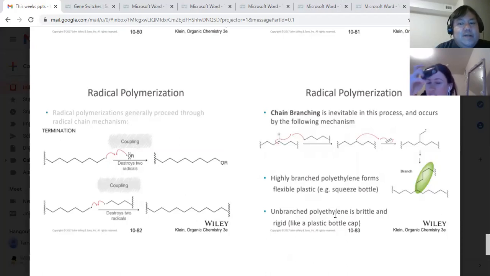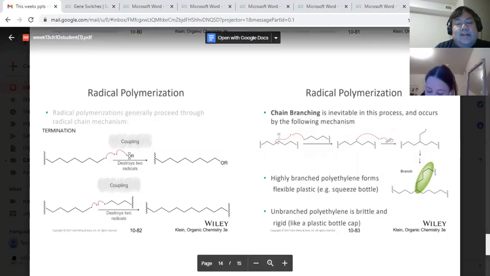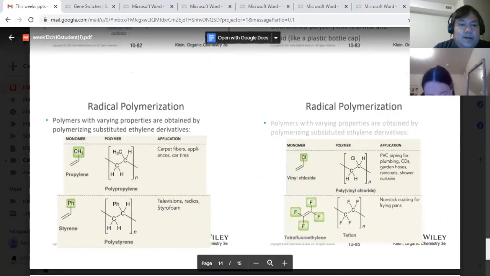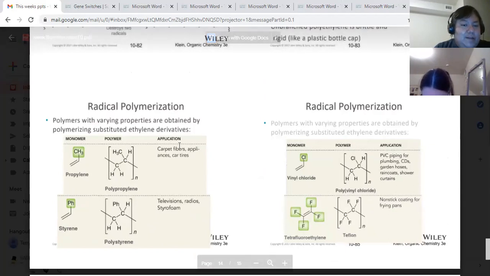So there's lots of ways that we can figure out how we are going to make this plastic. And there's a whole branch of science that's been dedicated to this for almost a century now. When we think about radical polymerization, you can take propylene or styrene. With propylene, you can make things for carpet fibers, appliances. Or if you do stuff with styrene, it just depends on what you're using as your monomer.